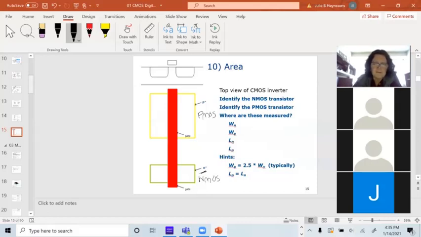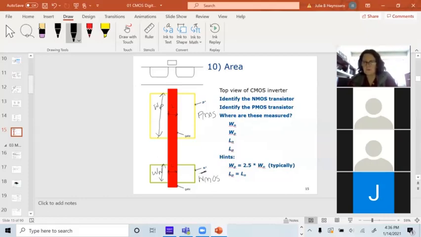They both have the same length. The length is in this direction, and it's probably the minimum length of a transistor for this device. The width of the NMOS is much smaller than the width of the PMOS, and there's a reason for that. That's WP, this is WN.